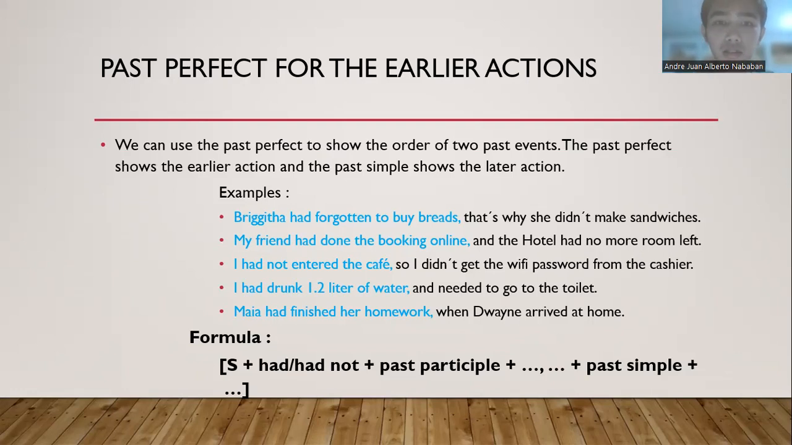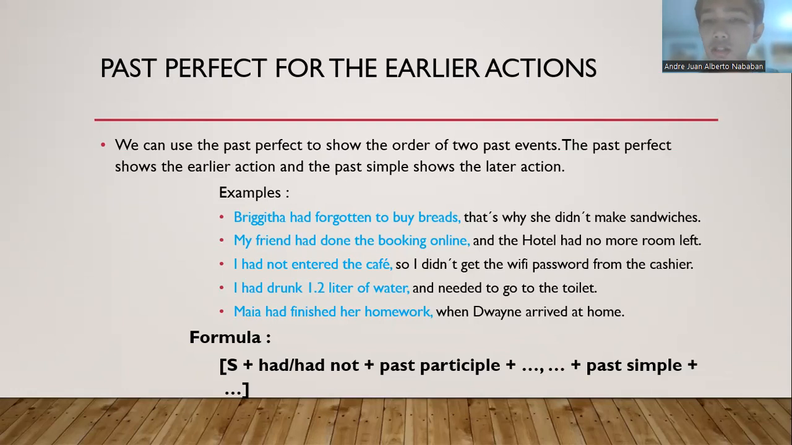My friend had done the booking online. So we can take a look at the verb. The verb we use is had done. We see had there and we see also done. So we can easily say that it is a past perfect tense because it uses the past auxiliary verb from have or has, which is had, and the past participle verb from do, which is done. So my friend had done the booking online, past perfect tense.